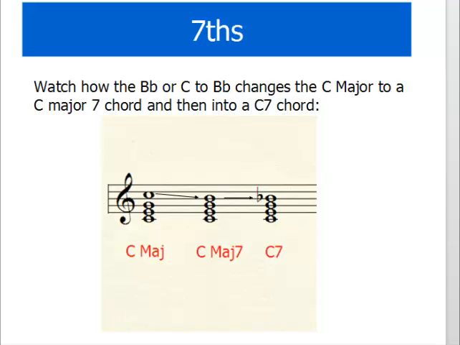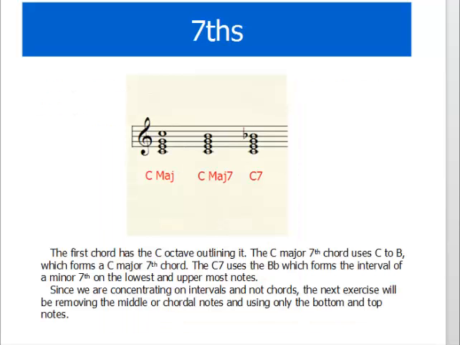So we'll do that again. Okay, C major, C major 7th, and C7, also known as C dominant 7th chord. But the interval is the C minor 7th. So the first chord has the C octave outlining it. The C major 7th chord uses the C to B, which forms a C major 7th chord. The C7 uses the B flat, which forms the interval of a minor 7th on the lowest and uppermost notes.